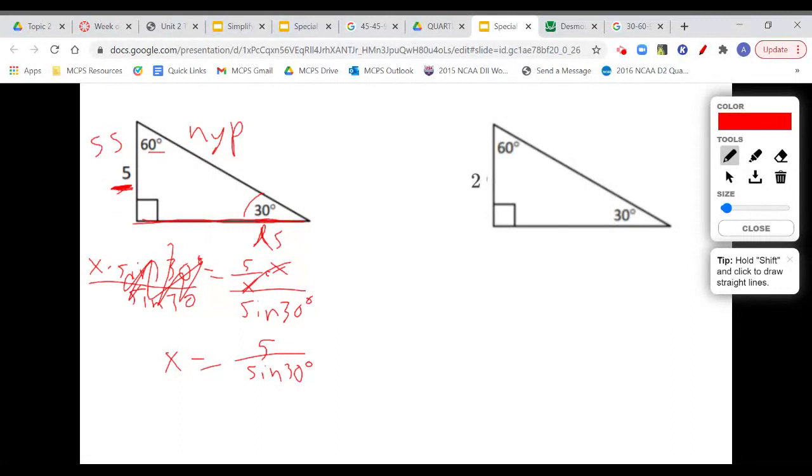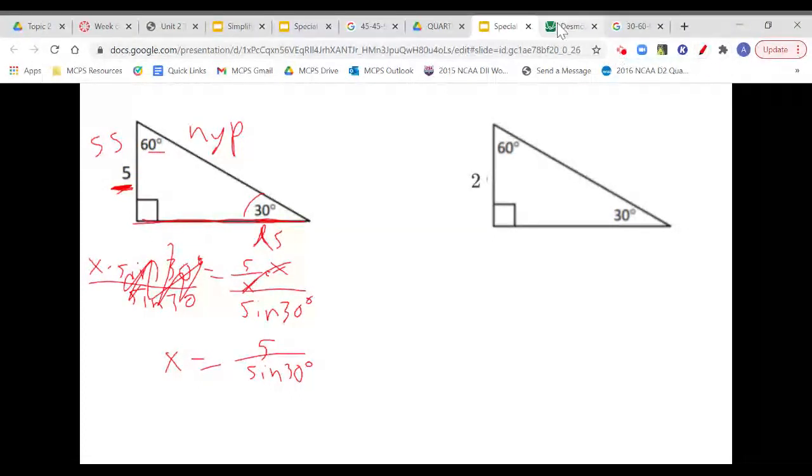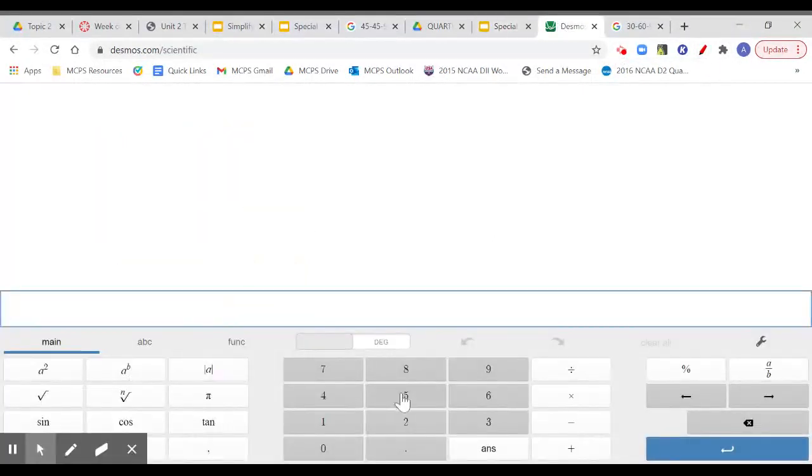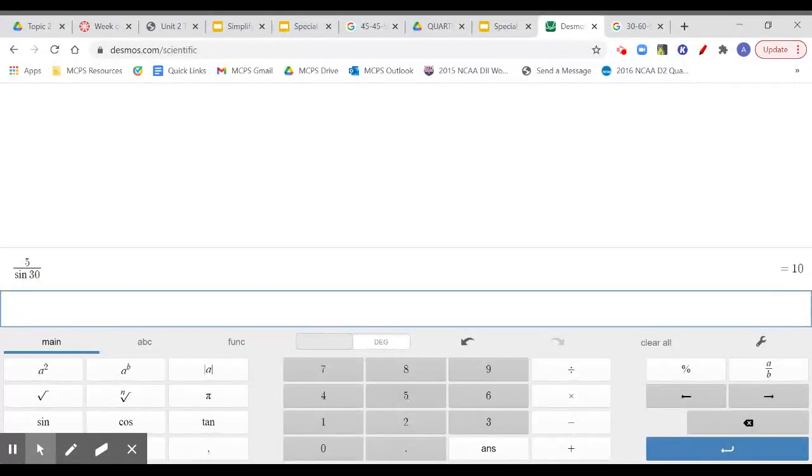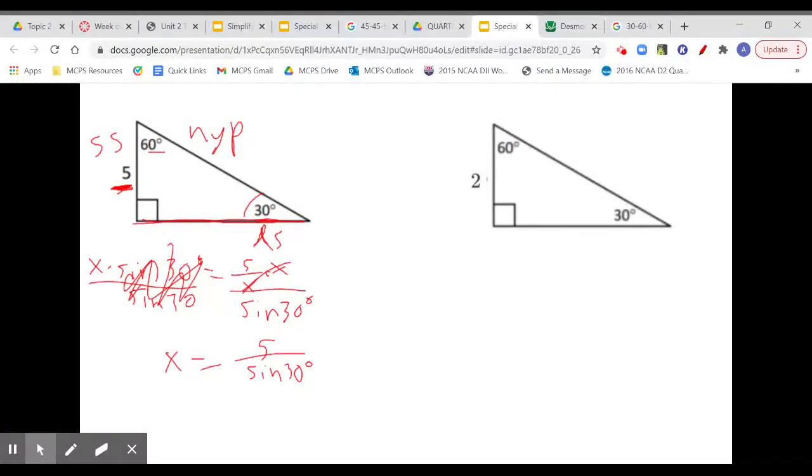Now, I don't know what that is off the top of my head. Well, actually, technically I do, but you might not. So if you don't know that because you don't know what the sine of 30 is yet, which you're not expected to, what we can do is toggle over to my calculator and type in 5 divided by the sine of 30. Oh, that comes out to 10. What a nice, lovely, perfect whole number. So what that indicates to me is that my hypotenuse, which is what x represented, is 10. Twice the length of the short side. Interesting. I'm going to keep that in mind.